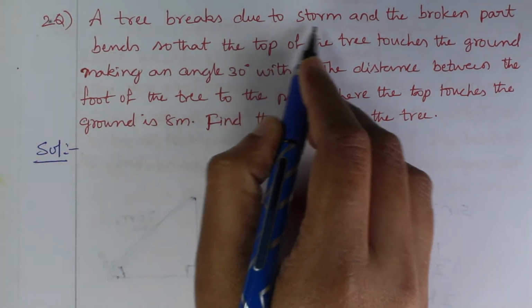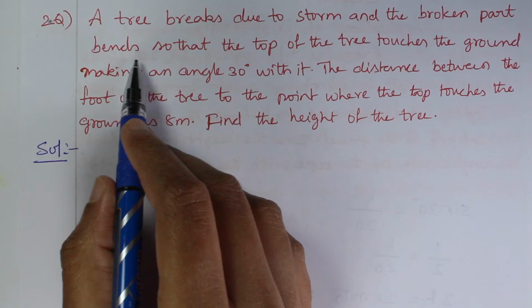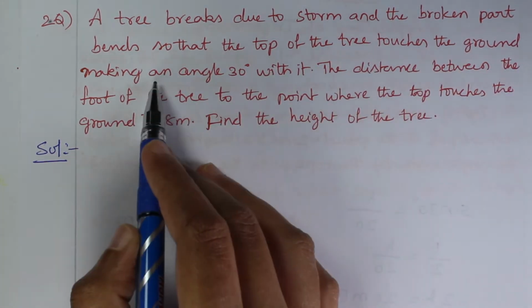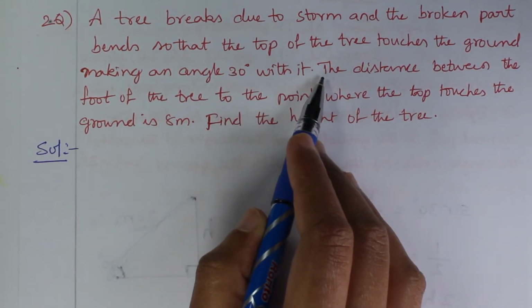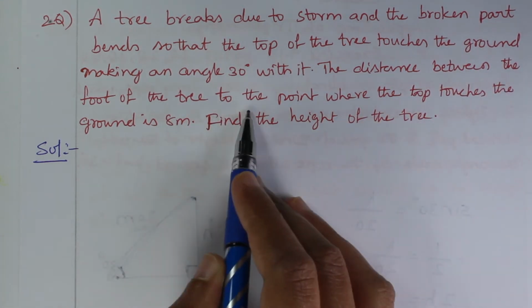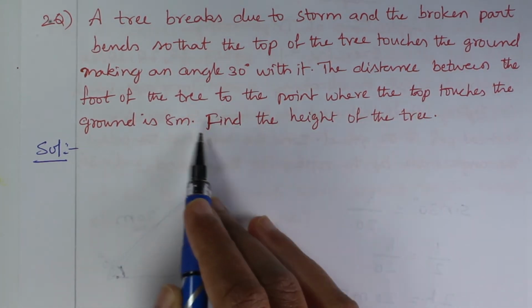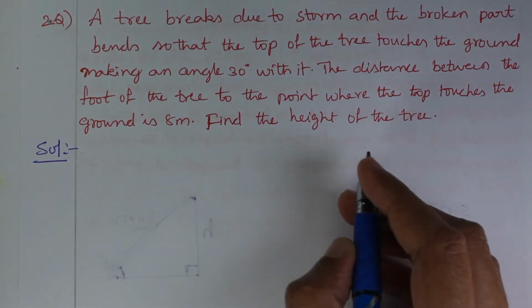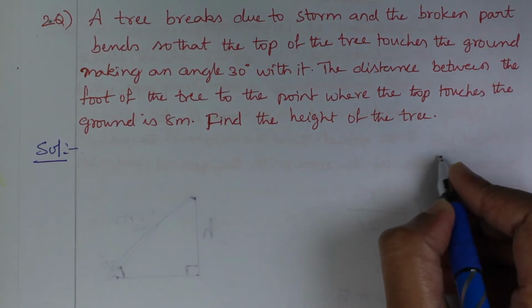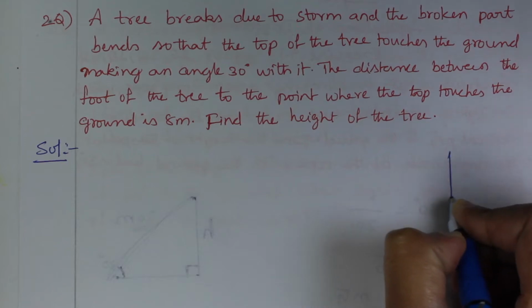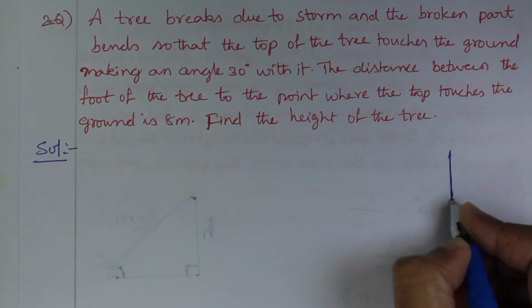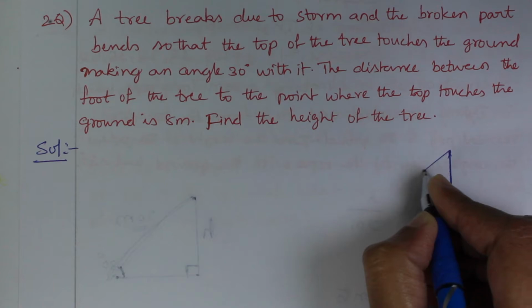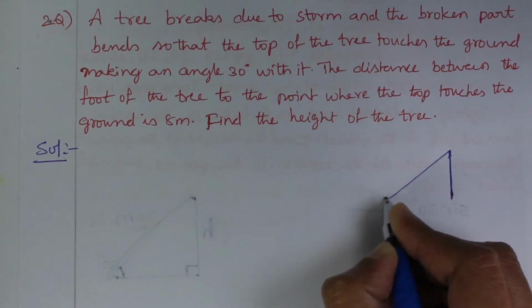A tree breaks due to the storm and the broken part bends so that the top of the tree touches the ground, making an angle of 30 degrees with it. The distance between the foot of the tree and the point where the top touches the ground is 8 meters. Find the height of the tree. So here he is talking about a broken tree. There is a part of the tree that is standing straight, which is this part, and there is a broken part of the tree that touches the ground.